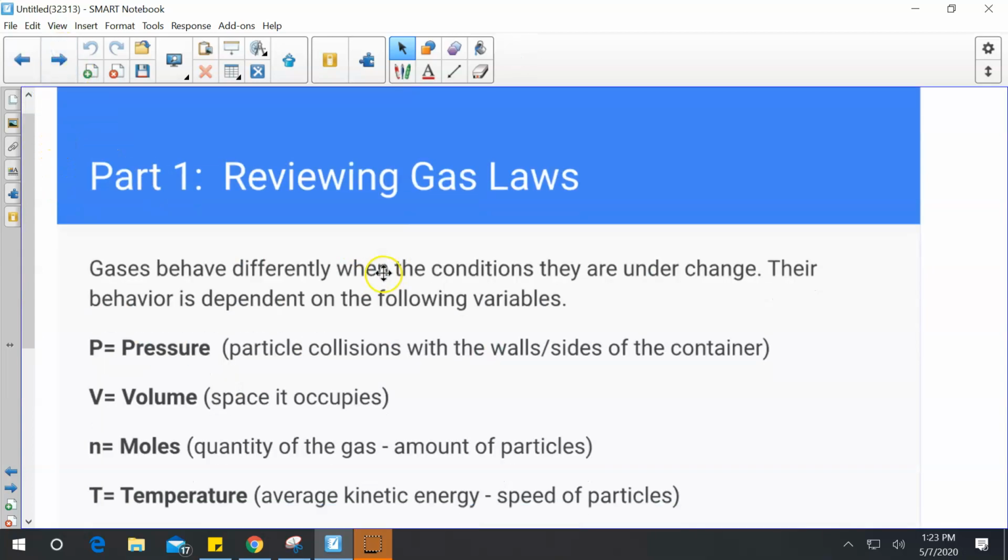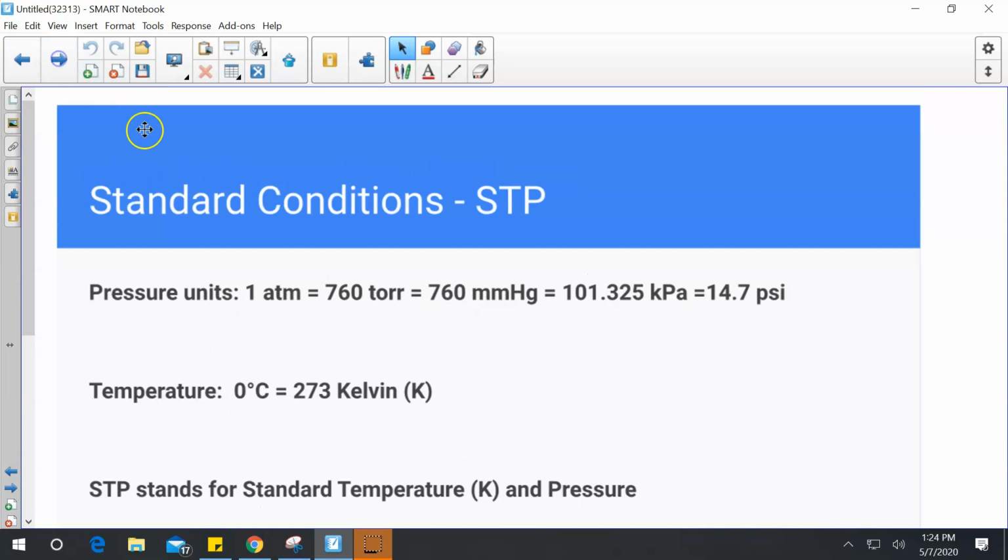Remember, when we were doing gas laws, there were 4 properties that we studied. It was pressure, which was the collisions of the particles with the sides or the walls of the container, how the volume changed depending on if it was in a flexible container or a rigid container. The moles would be the quantity or the number of particles in the container, and then the temperature had to deal with the speed of the particles, and we used vectors to represent that. So we're just going to review those gas laws quickly.